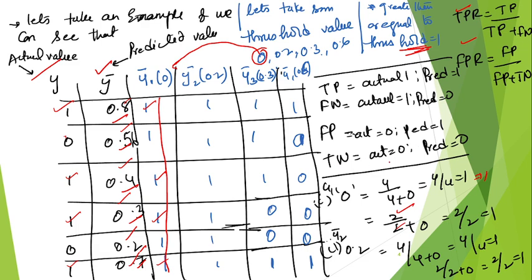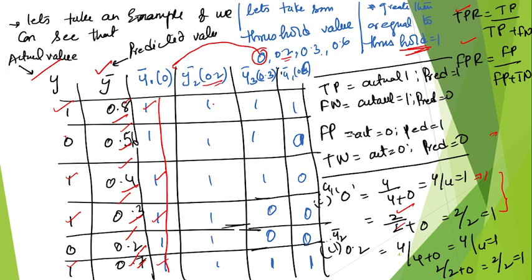Then what is TN? Actual is equal to 0, predicted is equal to 0. Actually, it's null, so it's 2 by 2, which is 1. So for my threshold, if I give 0, all are 1. True positive rate is 1 and false positive rate is 1. Now let's move on to point 2.